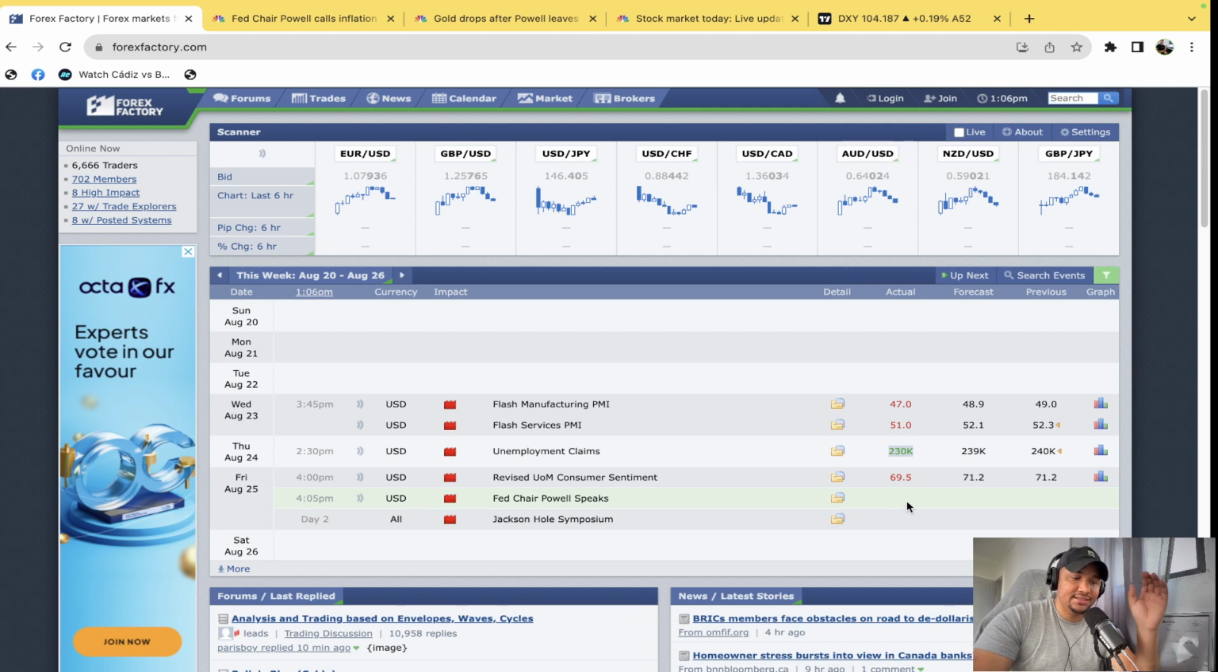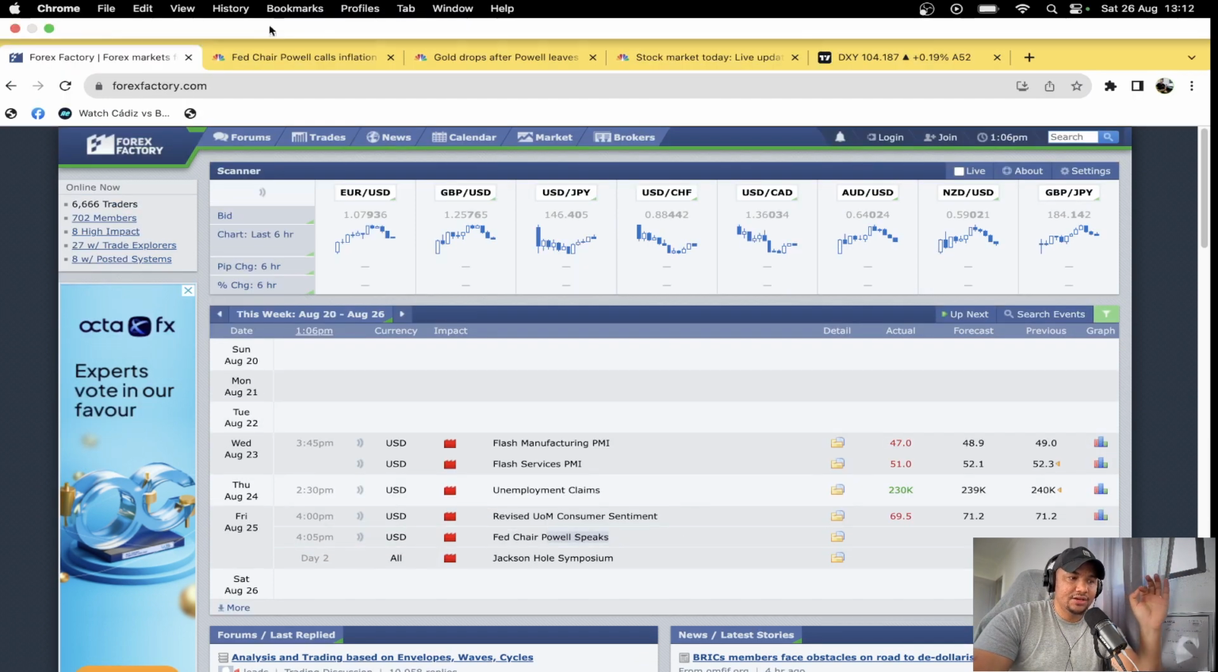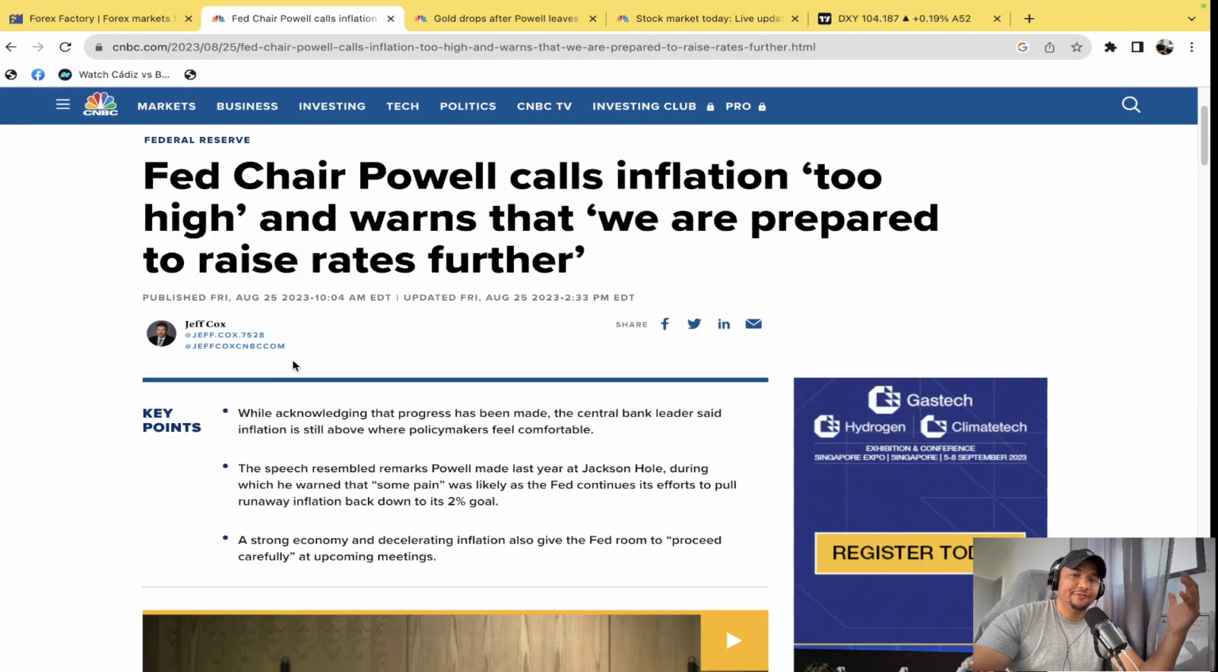But the most important thing is the Jackson Hole Symposium and Jerome Powell. So Jerome Powell basically came out and said that inflation is still too high, and warned that the US citizens, I can't say we because I don't live there, have to be prepared for further increases in interest rates.